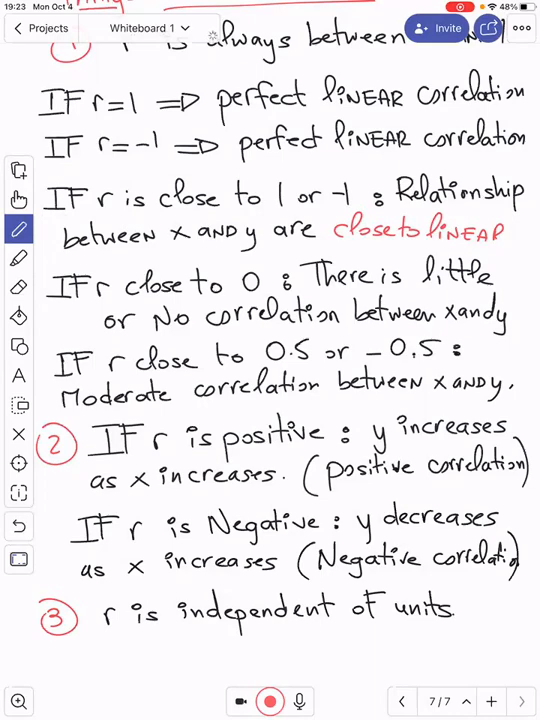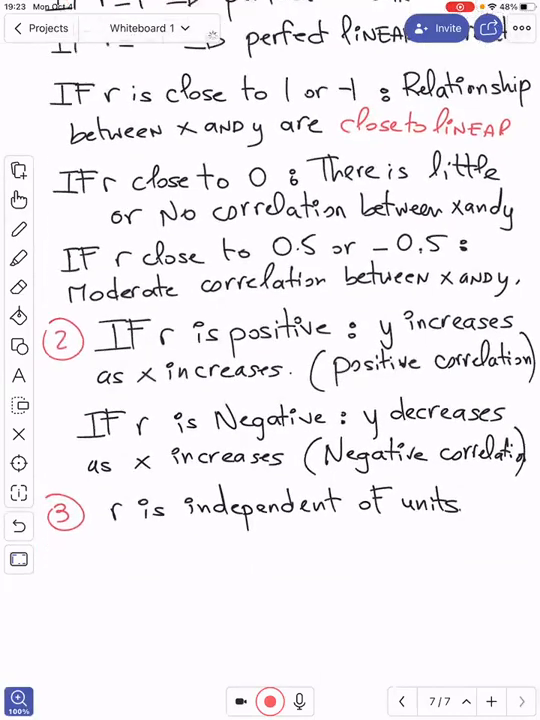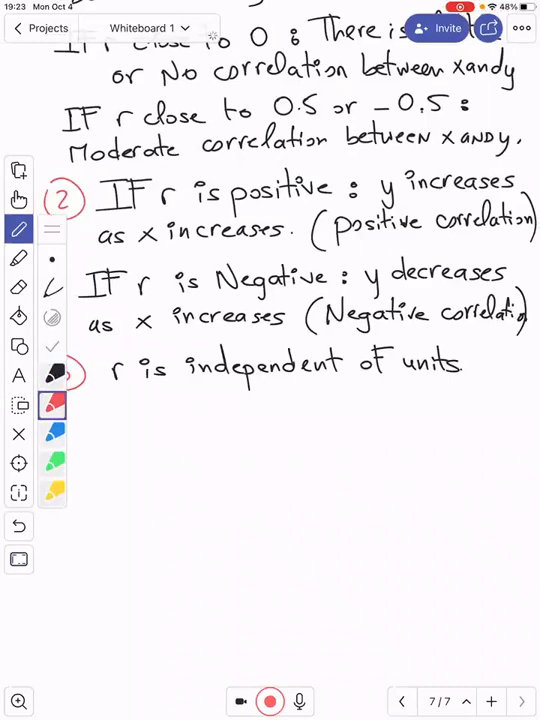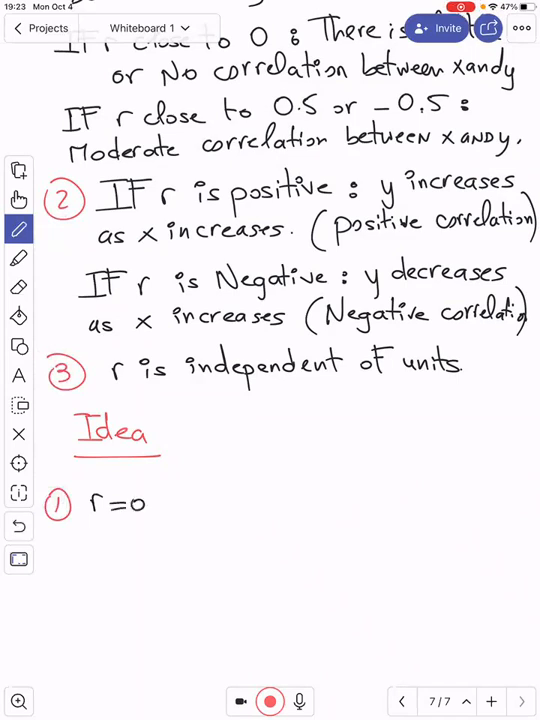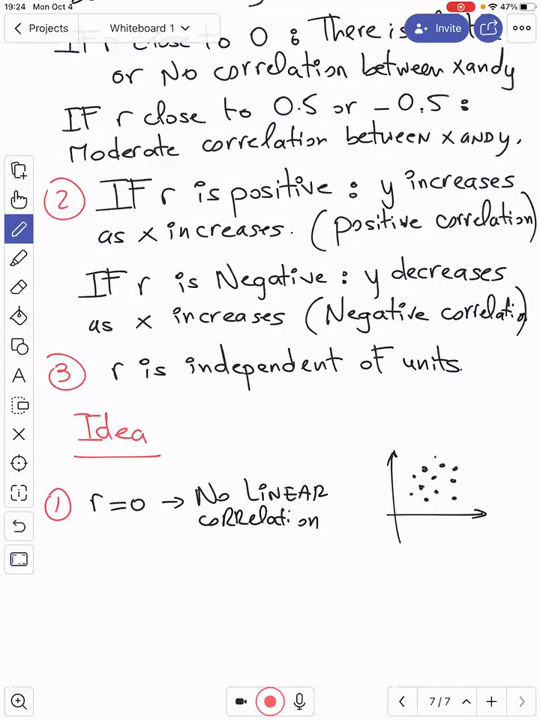So again, the idea is the following. When you say R is close to 0 or R is equal to 0, it means that there is no linear correlation. And so your scatter diagram is going to look something like this, where the points are dispersed.